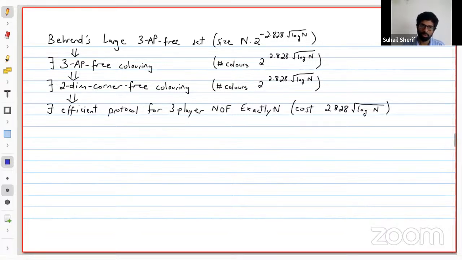Because of our reduction to corners, there is a coloring that's free of two-dimensional corners. And because that's equivalent to this exactly n communication problem, this means that there is an efficient protocol for three-player exactly n. And if you follow the numbers quantitatively, we basically get that the cost of this is 2 times square root log n.